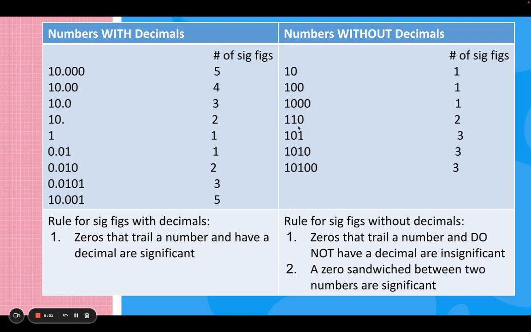The only other exception here is 101. If you can see that it's the third one from the bottom, 101, that has 3 sig figs because zeros that are sandwiched between 2 numbers are significant. So 101, it could be 1001, both of those zeros would be significant. It could be 1,000,001. I don't know if I got enough zeros there, but all of those would be significant as well. So if zeros are sandwiched between 2 numbers, they're considered significant too.